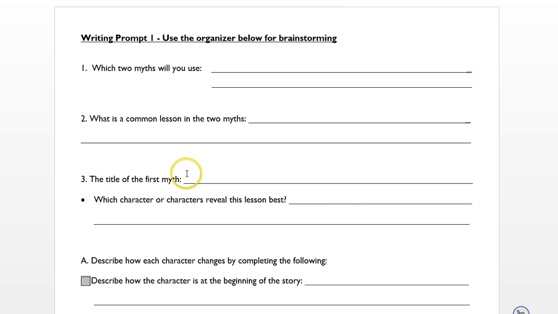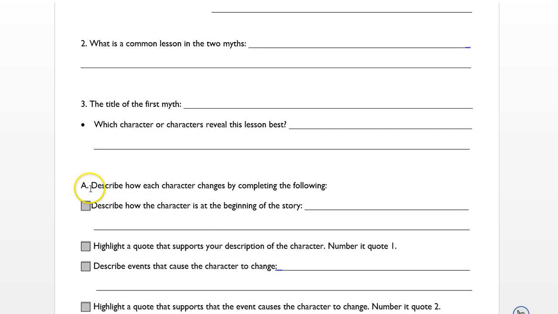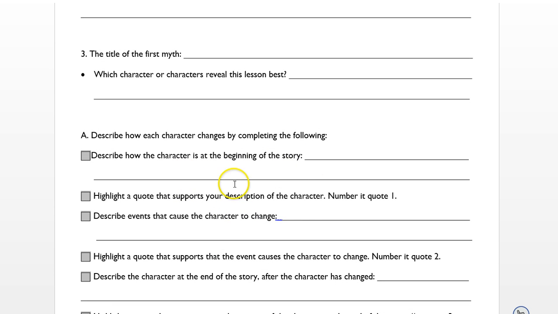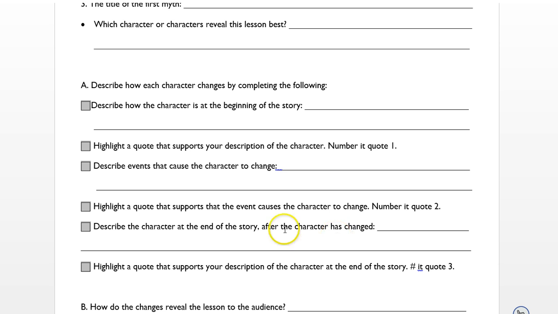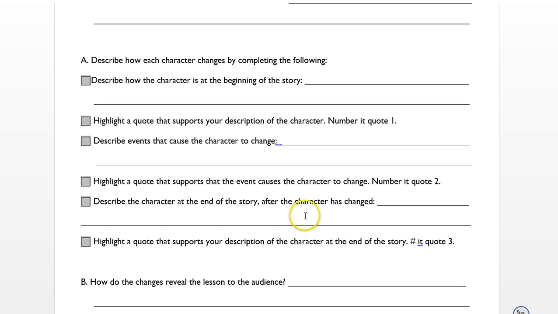So this is step 3. You're going to focus on the first myth in step 3. And then A walks you through the organization of how we learn the lesson. So describe the character at the beginning, highlight a quote that supports your description of the character, and number that quote 1. Describe events that cause the character to change, highlight a quote and number that quote 2. Describe the character at the end, how the character has been changed because of events, and then highlight a quote and number it quote 3.